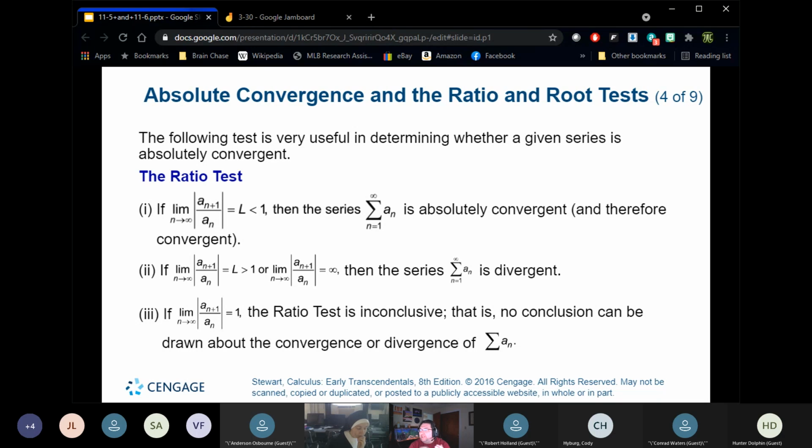So if the limit's less than 1, it's convergent. If it's greater than 1, it's divergent. And if it's equal to 1, we don't know and we have to try something else. The nice thing is the root test that we're going to look at is the exact same set of rules if it's less than 1, greater than 1, or equal to 1. So you don't really have to remember, as long as you remember that less than 1 is convergent, greater than 1 is divergent, and equal to 1 is nothing. You're pretty good with these two rules. All right, let's do a couple.